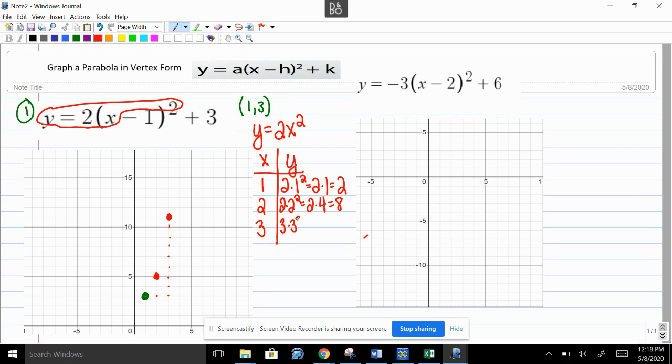3 times 3 squared, which would be 3 times 9, which would be 27. So that tells me I'm going to go 3 right, 27 up. 1, 2, 3. 1, 2, 3, 4, 5, 6, 7, 8, 9, 10, 11, 12, 13, 14, 15. I ran out of space, but you get the idea. Okay, so that's the path that my parabola is going to follow. It's going to look something like that. It's eventually going to go up there and hit that next mark.